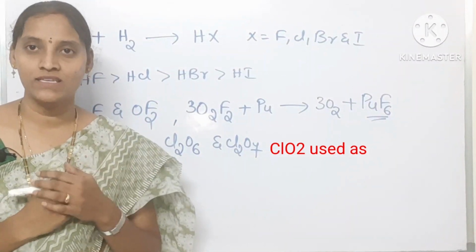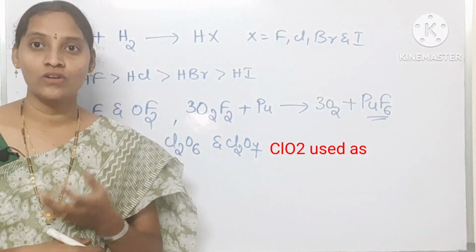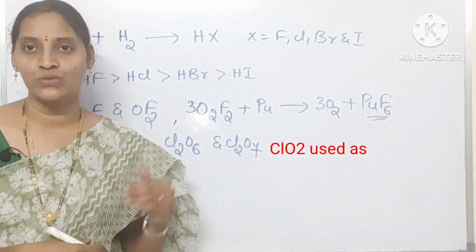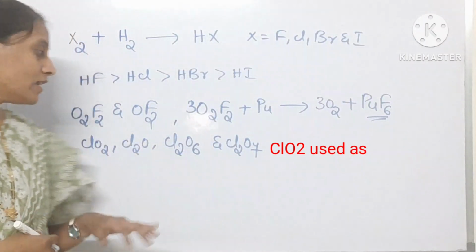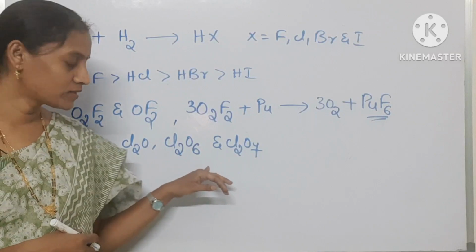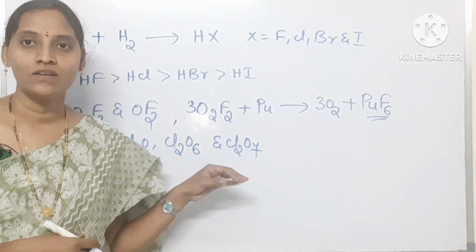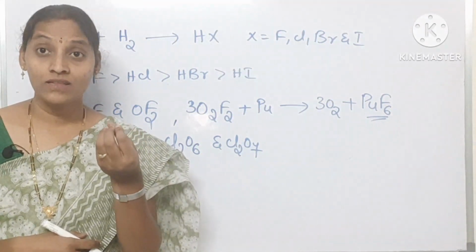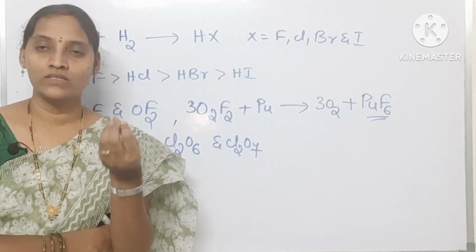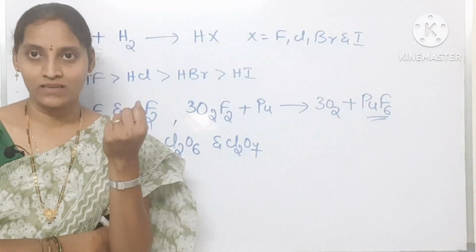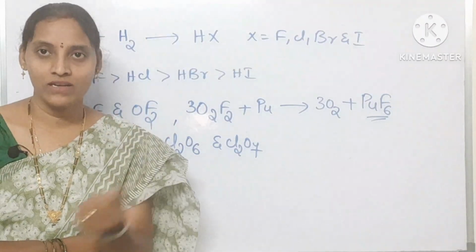Okay, it is used as a bleaching agent, and also in the garment industry it is used as a bleaching agent. And also, the reactions of all chlorine oxides are explosive reactions. Okay, high heat will be liberated.